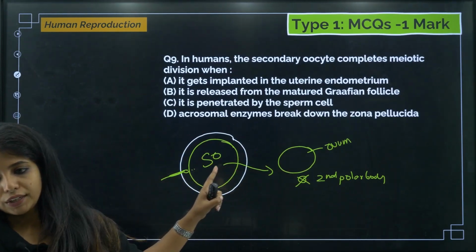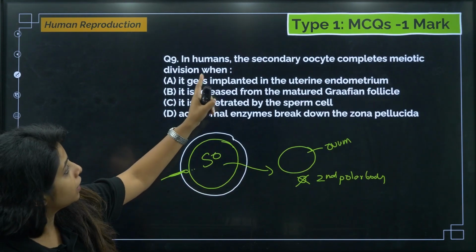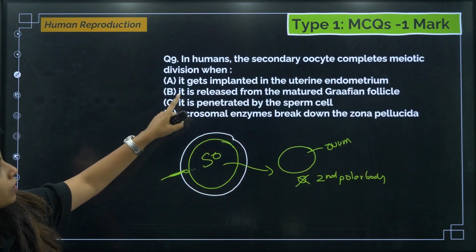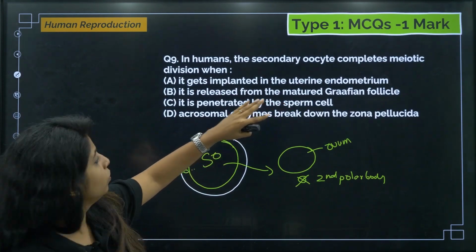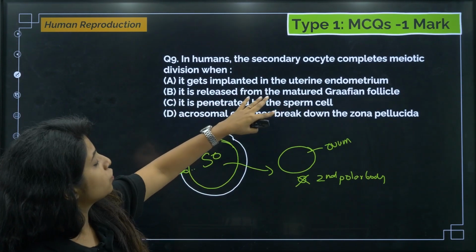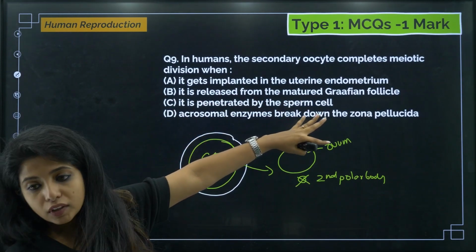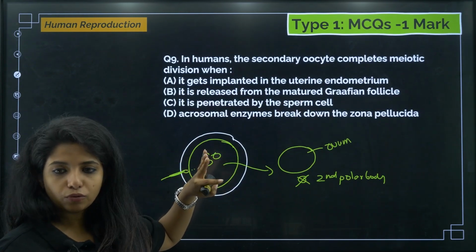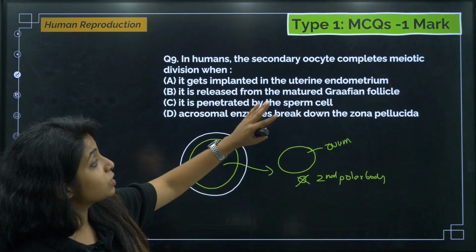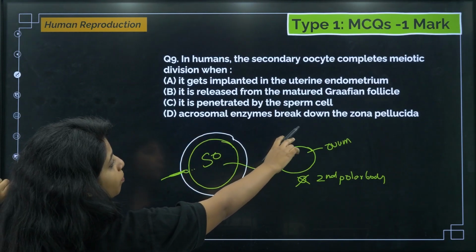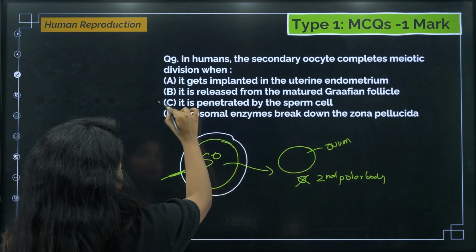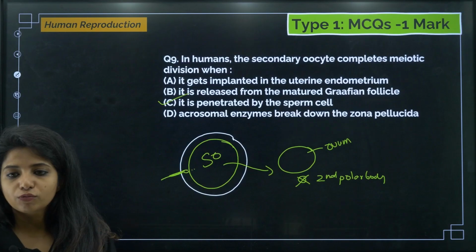This is the secondary oocyte. Okay. So, in humans, the secondary oocyte completes meiotic division when it gets implanted into the uterine endometrium? No. When it is released from the mature Graafian follicle? At that point itself, it completes? No. When it is penetrated by the sperm cell? Yes. Acrosomal enzymes break down the zona pellucida. No, children, it is penetrated by the sperm cell at that point.